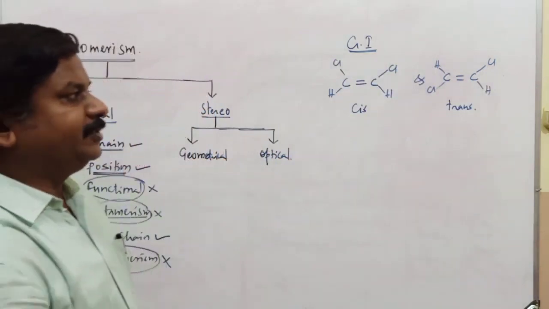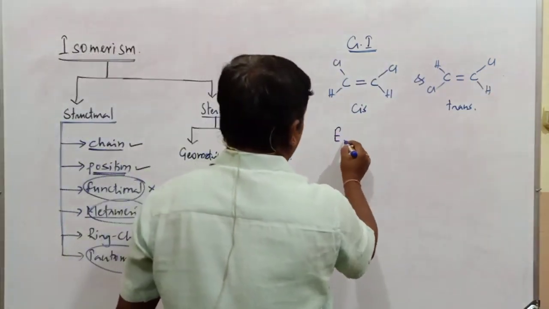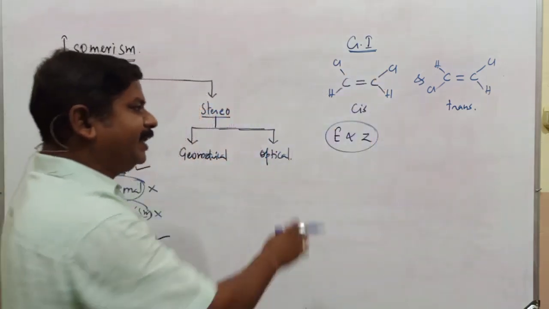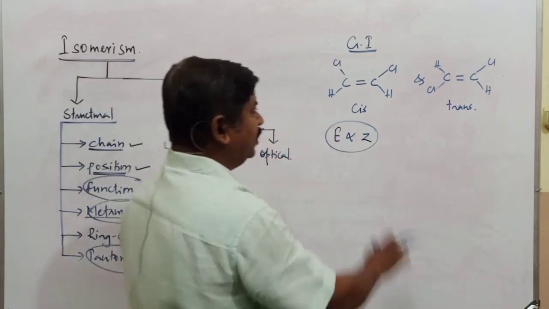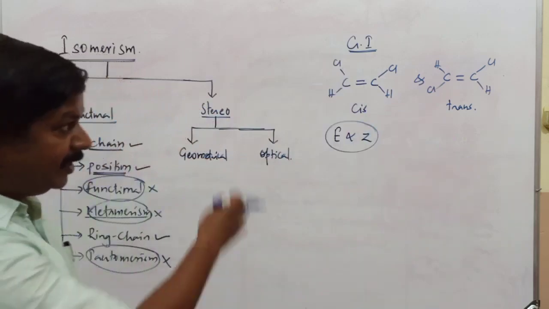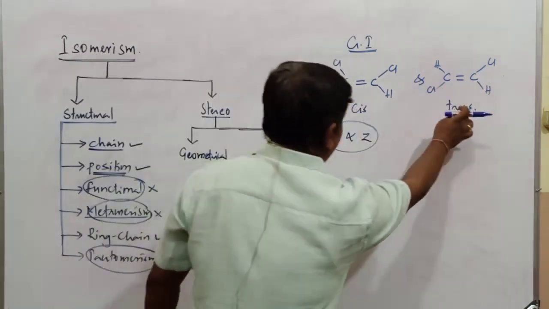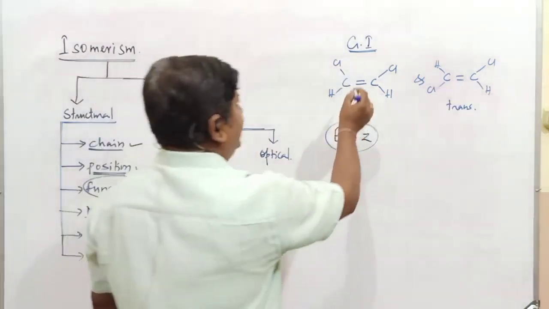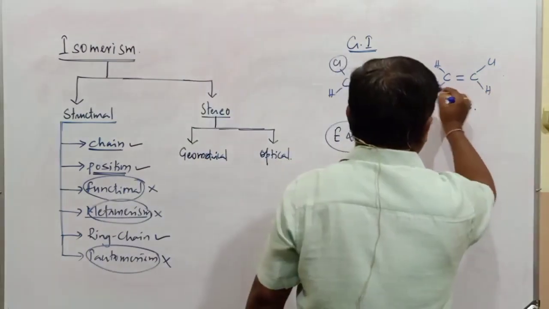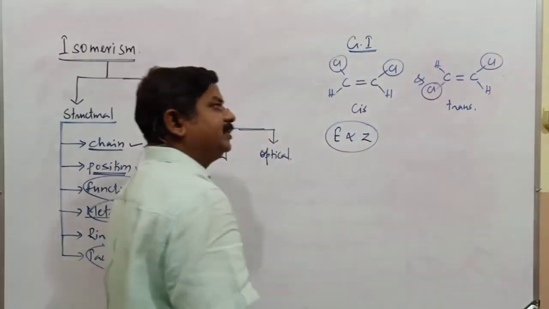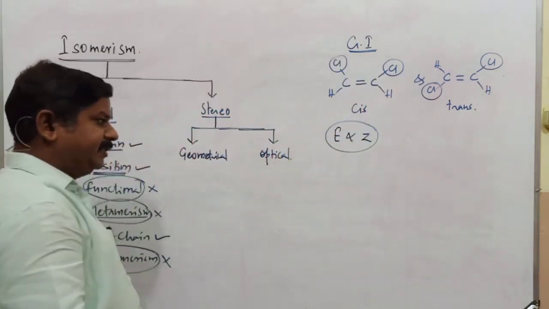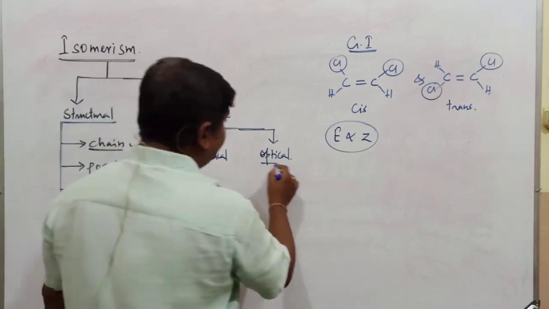Related to this geometrical isomerism, we even have E and Z isomers with respect to these halogen compounds. We'll come to that particular point later on. Cis and trans isomers I have already mentioned, so these two are the geometrical isomers. Geometrical isomerism is also known as cis and trans isomerism. When similar groups are present on the same side, it is commonly known as the cis isomer. When similar groups are present on opposite sides, it is commonly known as the trans isomer. So these two are the examples for geometrical isomerism. Next, optical isomerism is also possible.